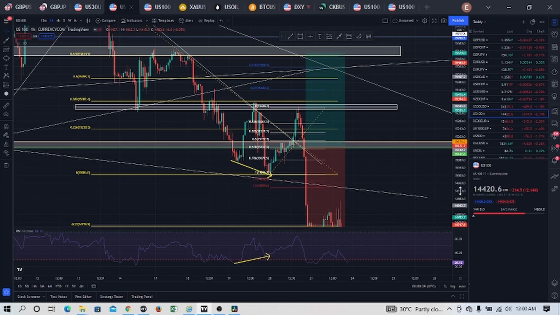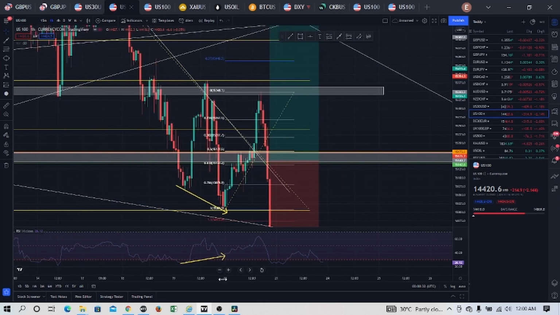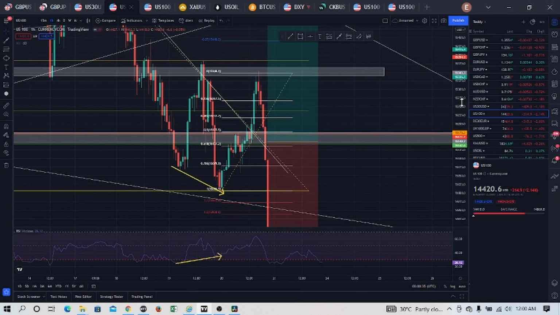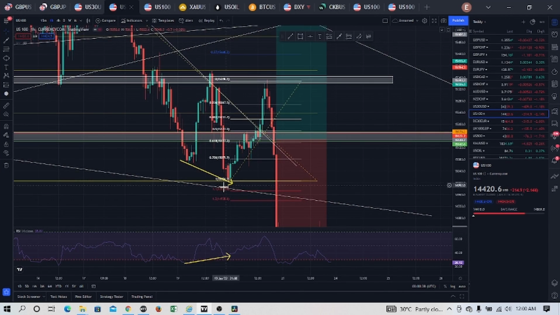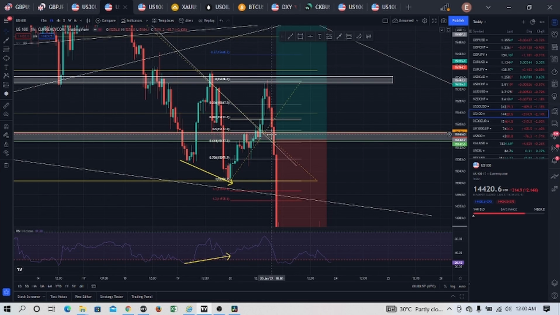Now let me show you the fib level real quick. This is where things get really interesting. So I drew another fib level, the Fibonacci from here, this swing low to this swing high, and it's the white one. The smaller fib levels are in the white, as you can see here, and you can see that the 0.618 lies exactly on this support level where this trend line also meets. So all these three are congruent here: the 0.618 level, the support, and the trend line.